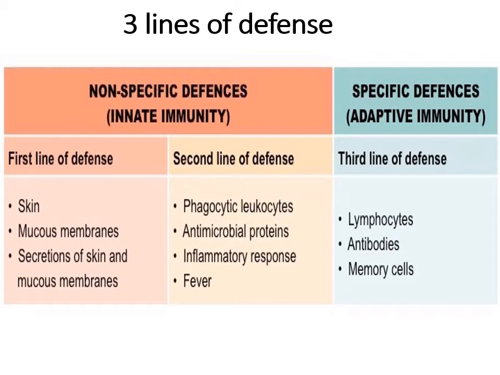Okay? And this system forms memory cells. So memory lymphocytes, whether they're B cells or T cells, form a long-term memory so that the body can immediately respond the next time it sees the identical infection.